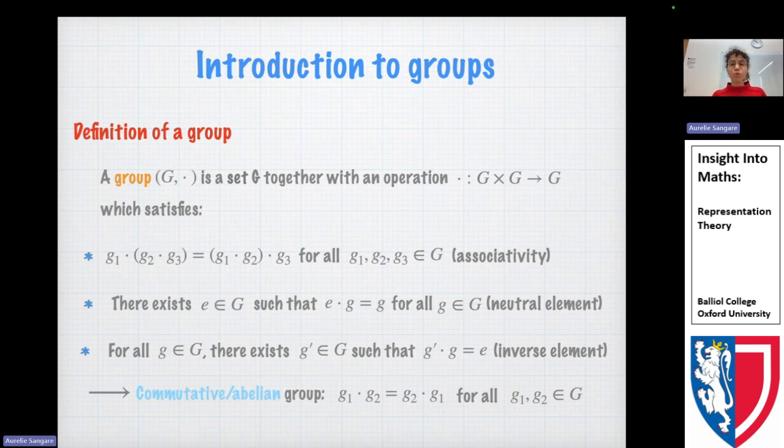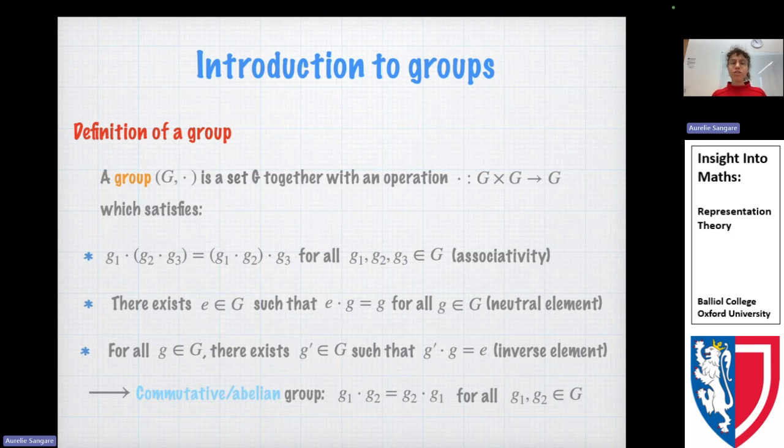No, the g prime really depends on the small g. So you start by choosing any small g, and then there exists a g prime which depends on this small g, such that the equation is satisfied. And this element g prime is called the inverse element. What the third axiom requires is that you do have such a g prime for any small g in your group.